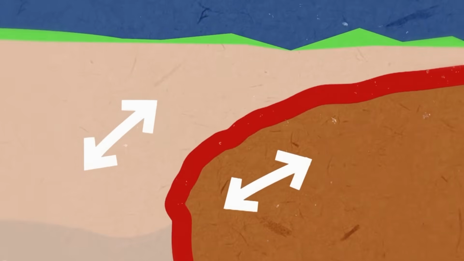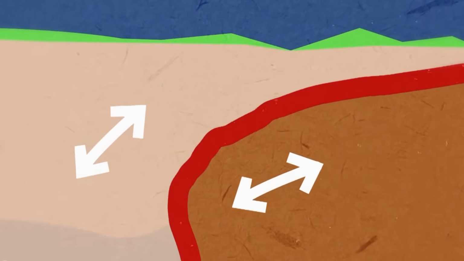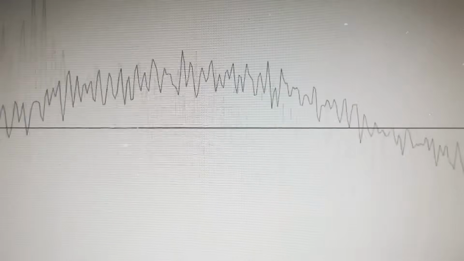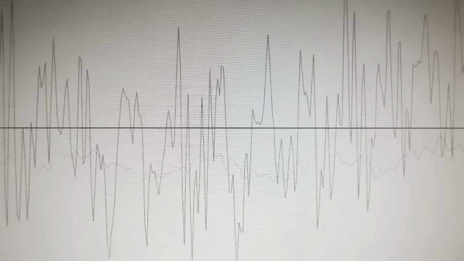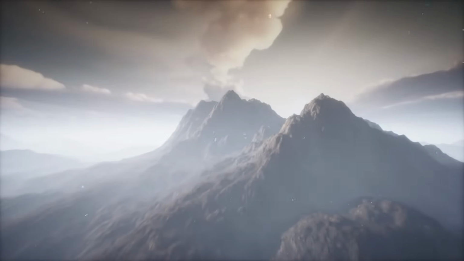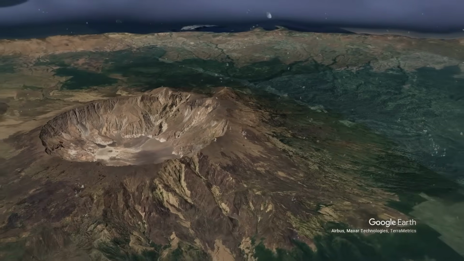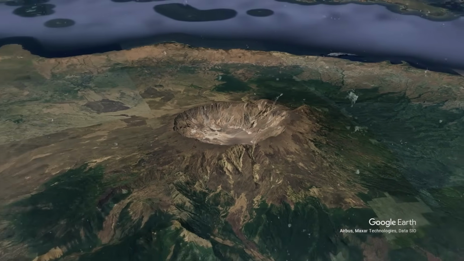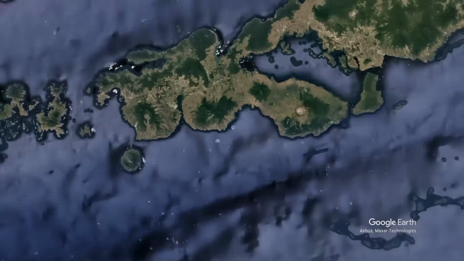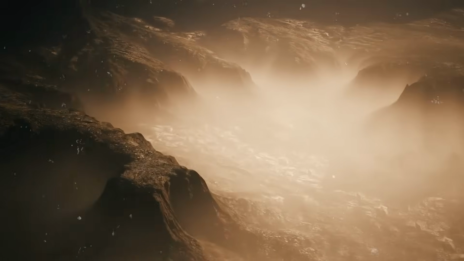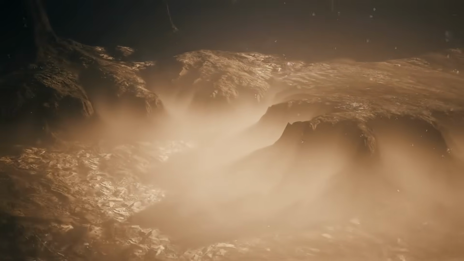Some of the most powerful quakes in history have happened here, including the 1960 Valdivia earthquake in Chile, the strongest ever recorded, which hit a mind-boggling 9.5 on the Richter scale. But it's not just about earthquakes. The Ring of Fire is also home to about 75% of the planet's volcanoes. Some of the most famous eruptions in history have come from this region, like the infamous Mount Tambora in Indonesia. In short, the Ring of Fire is one of the most dangerous places on Earth, but it's also incredibly fascinating.